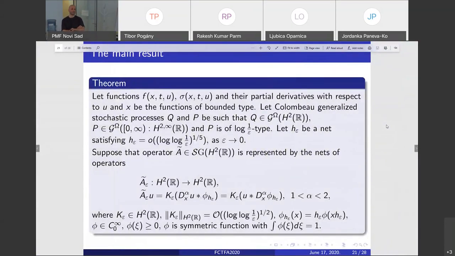The main result is concerning existence and uniqueness of the original problem. So here we can see that initial beta q and stochastic process p, we choose from previously defined generalized stochastic spaces. And of course, because we use uniformly continuous semi-group operators, operator A tilde must be bounded. So this is the reason why we performed this regularization here.